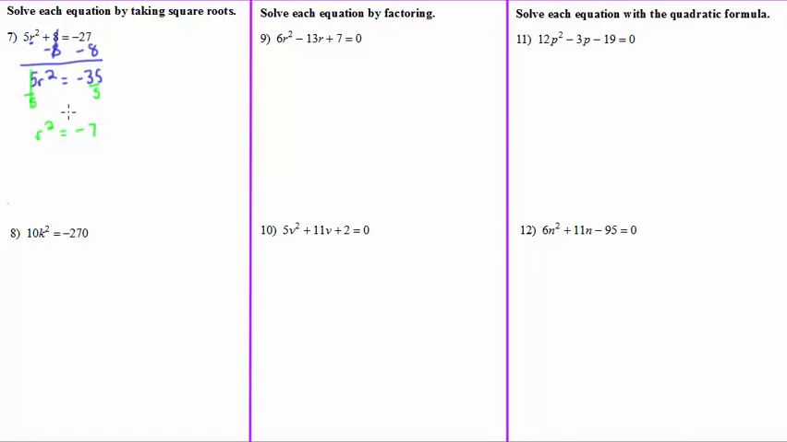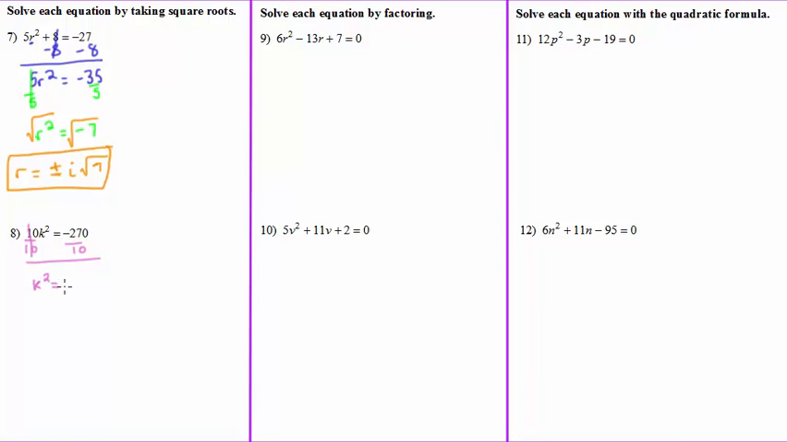And then I say, okay, I want to get the squared to go away, so I square root both sides. So r equals plus and minus, because I took a square root. Square root of negative 7 doesn't simplify, but I can take the negative out and make it be an i on the outside, so that my answer is i square root of 7, plus or minus i square root of 7. On 8, I need to divide both sides by 10.